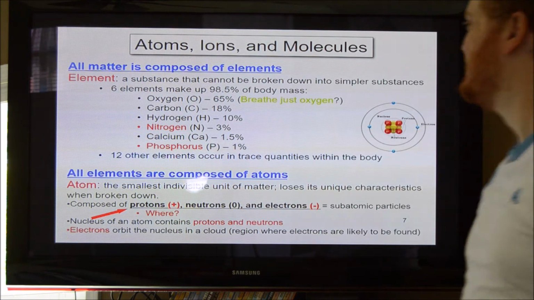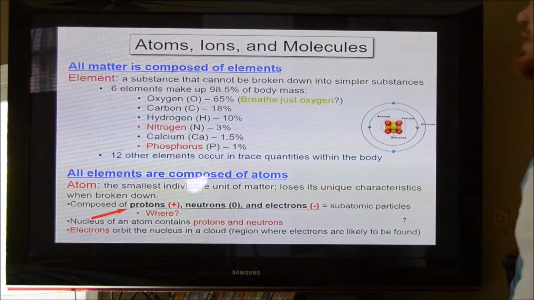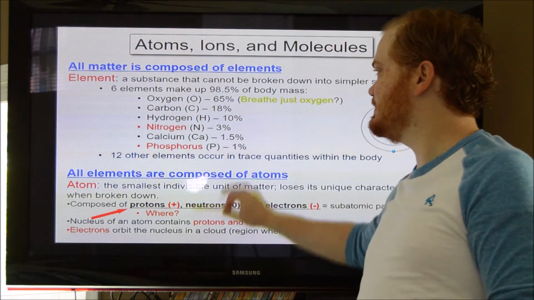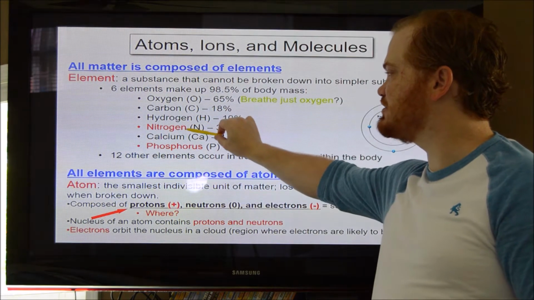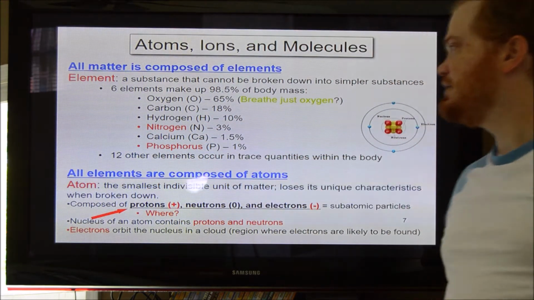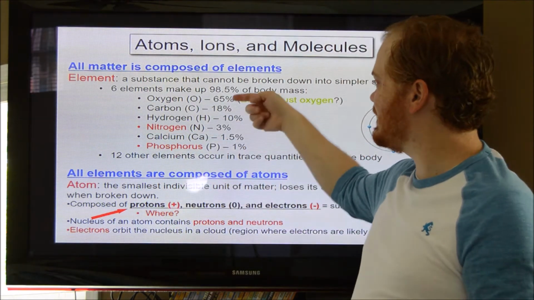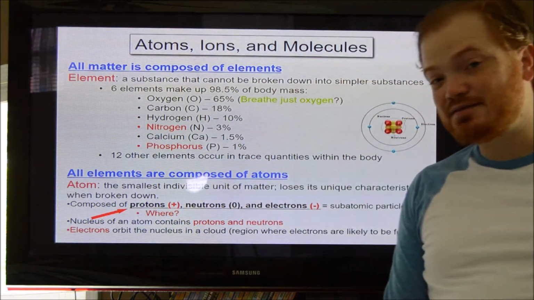Alright, good enough. Alright, all matter is composed of elements. Now, there are 6 basic elements that make up the vast majority of our body. These are oxygen, carbon, hydrogen, nitrogen, calcium, and phosphorus. Now, oxygen and hydrogen should be pretty obvious to you. Why would these make up 75% of your body by mass?